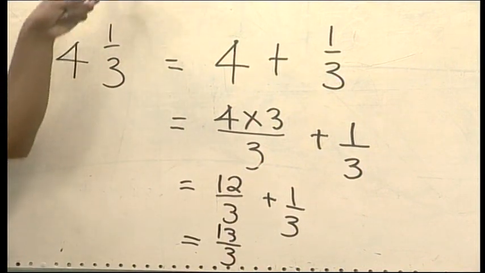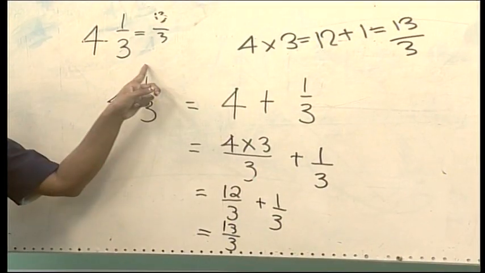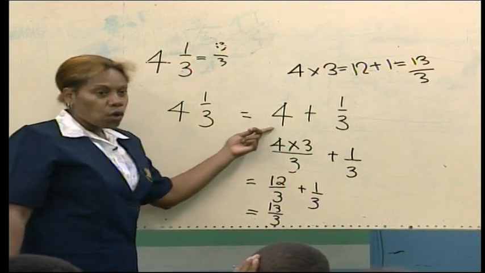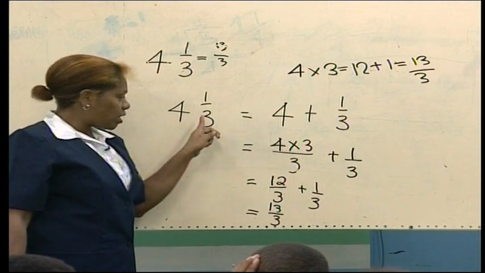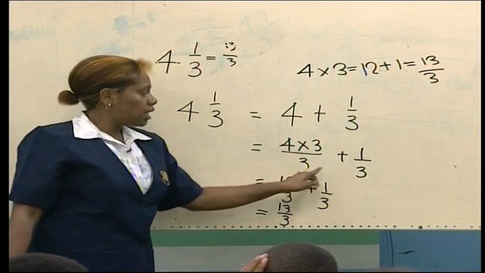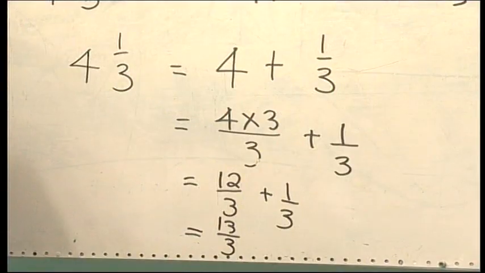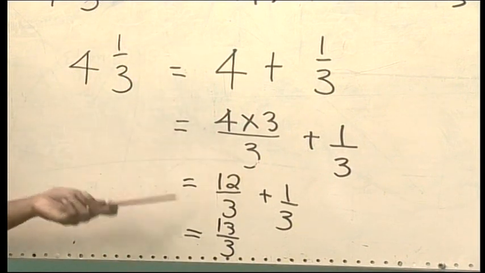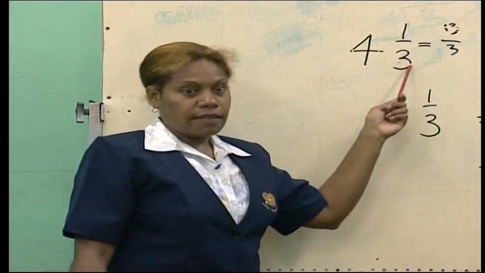So you see, in order to explain the meaning of this 4 whole and 1/3, using the longer method, this is how we came up with 13 over 3. 4 is the whole number plus 1/3, which is the proper fraction. 4 times 3 is the same as 4 multiplied by 3 over 3, plus 1/3. 12 over 3 plus 1/3 is equal to 13 over 3. All right, 7Es and receiving students, you can either use the shorter method or the longer method. But this longer method expresses the shorter method.